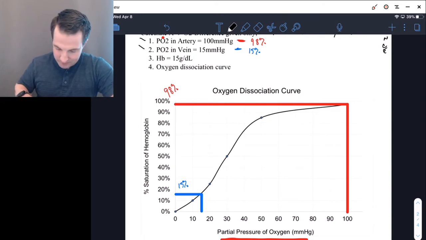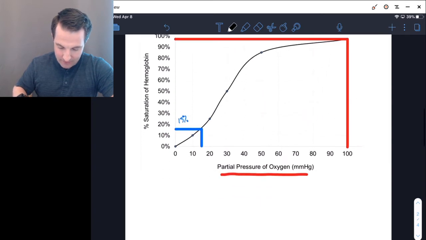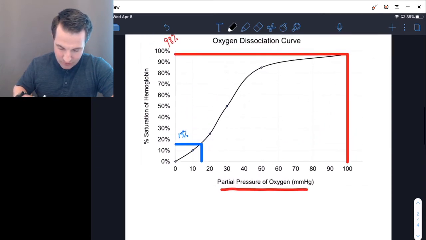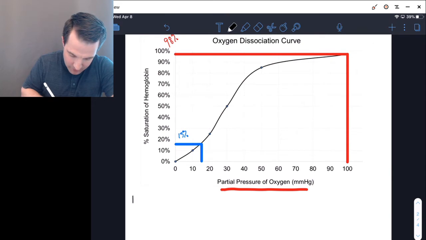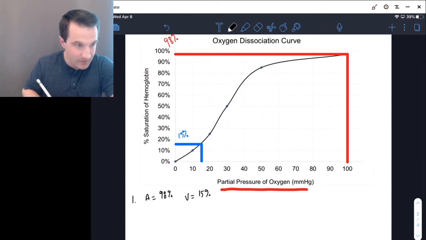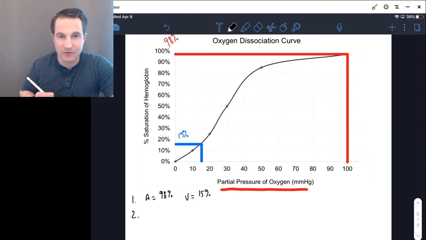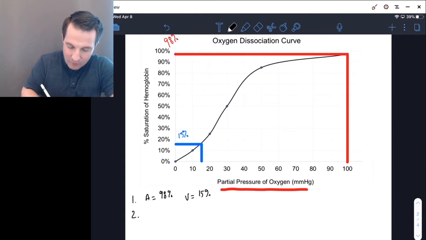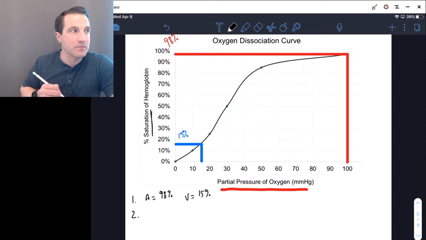So where do we start? Well, let's start with our math down here. Keep this picture in view. Number one, we know that our artery equals 98% and our vein equals 15% saturation. Number 2, we have to calculate what our maximal oxygen carrying capacity would be. Because we have what our saturations are right over here on our y-axis, but we don't know what the most is.